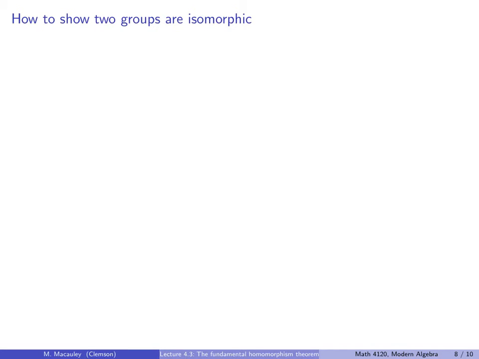Now, I want to talk about another very useful consequence of the fundamental homomorphism theorem, and this is a general technique of how to show that two groups are isomorphic. The standard way to show that two groups are isomorphic is to construct an explicit isomorphism between them. So this means that you have to define a mapping, you have to show that it's a homomorphism, you have to show that it's one-to-one, and you have to show that it's onto.